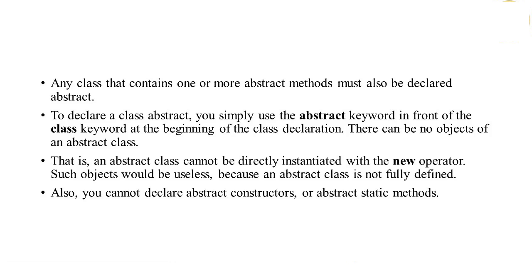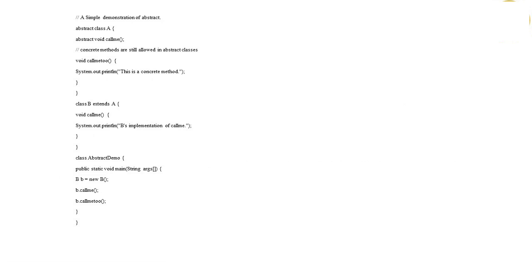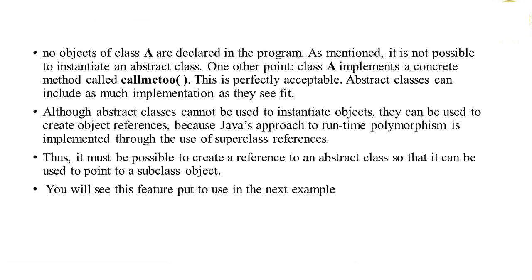Also, you cannot declare abstract constructors or abstract static methods. You have an example for this. No objects of class A are declared in the program. As mentioned, it is not possible to instantiate an abstract class. One another point, class A implements a concrete method called callMeTo. This is perfectly acceptable. Abstract classes can include as much implementation as they see fit.